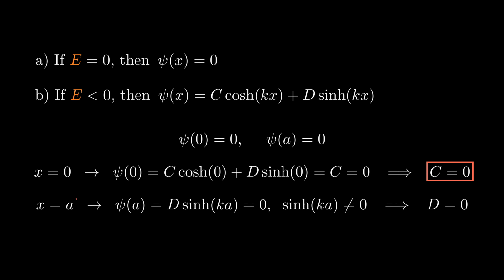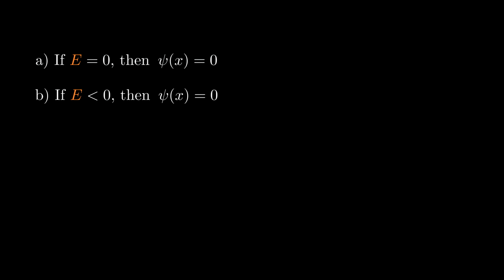Next, at x equals a, we substitute x equals a into the simplified solution. Now, the hyperbolic sine function is never 0 for any non-zero argument. The only way this equation can hold true is if d equals 0. Thus, we've found that c equals 0 and d equals 0. Therefore, the only solution to the Schrödinger equation is the trivial solution.